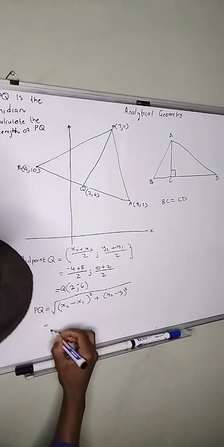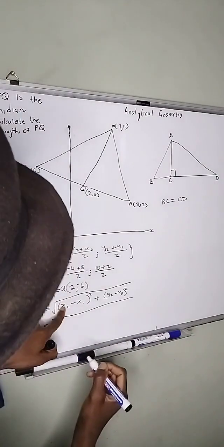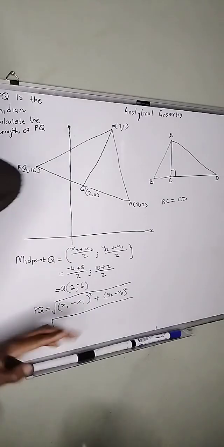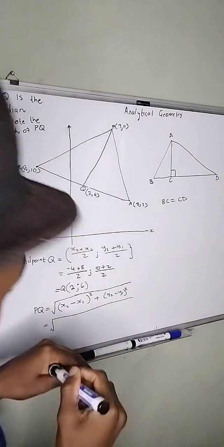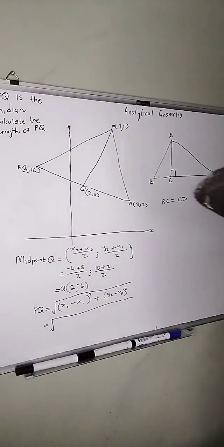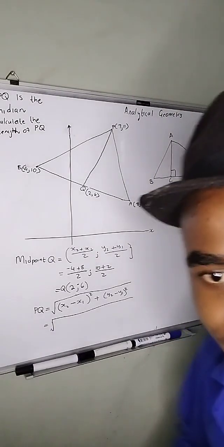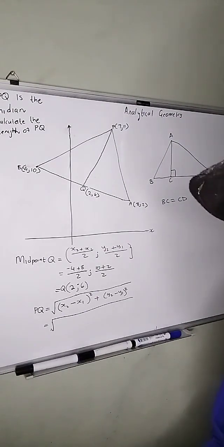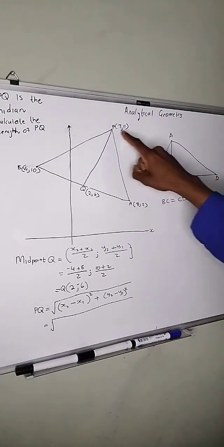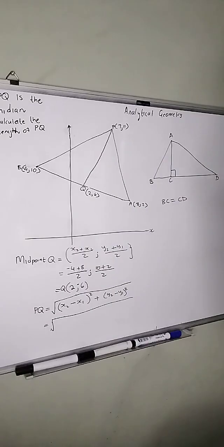So on the substitution, what is going to happen? I'm going to say x2. Which points are we going to use? Since they said our PQ is going to be our median, which points are we going to use? Okay, so we are going to use P and Q, right?